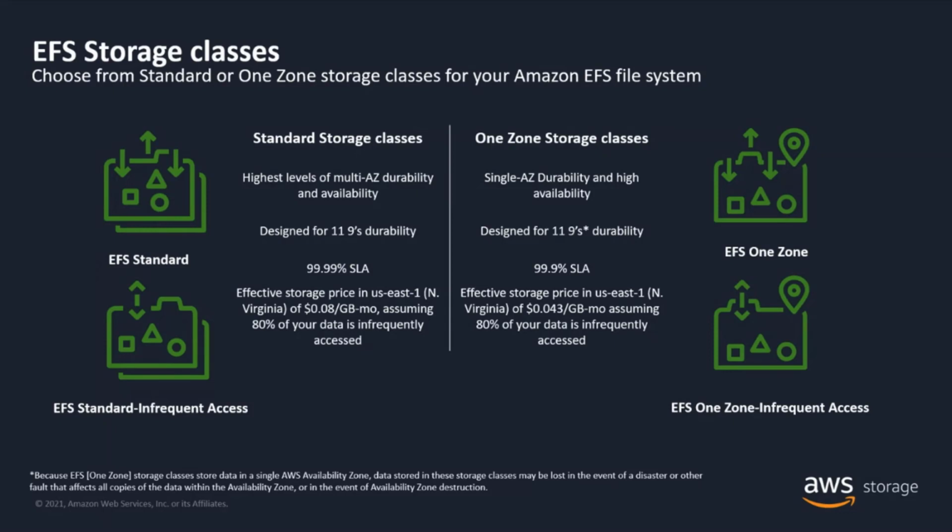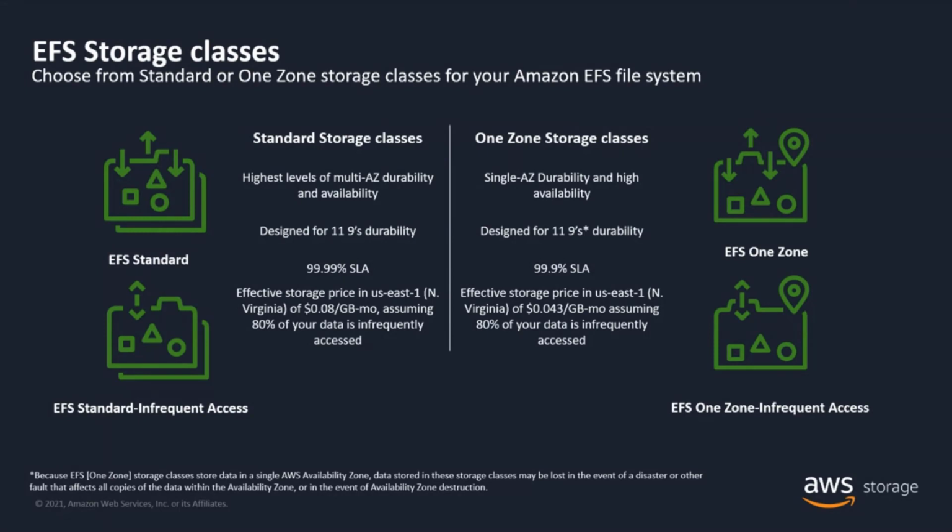One Zone for Amazon EFS offers two storage classes, One Zone and One Zone Infrequent Access. One Zone file systems are also configured with a lifecycle management policy of 30 days to automatically and transparently move less frequently used files to the One Zone Infrequent Access storage class, delivering 92% additional savings on storage costs compared to One Zone storage.